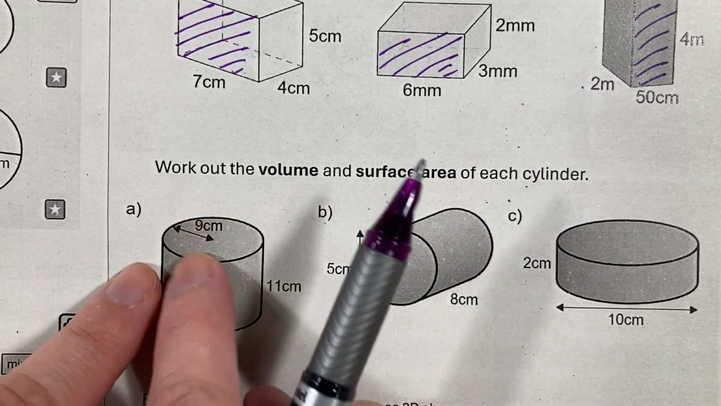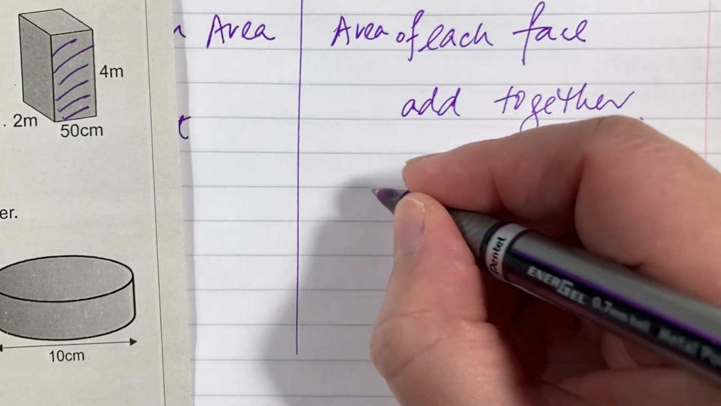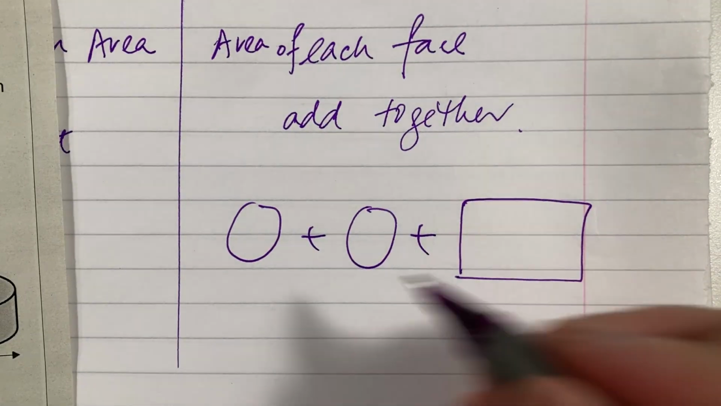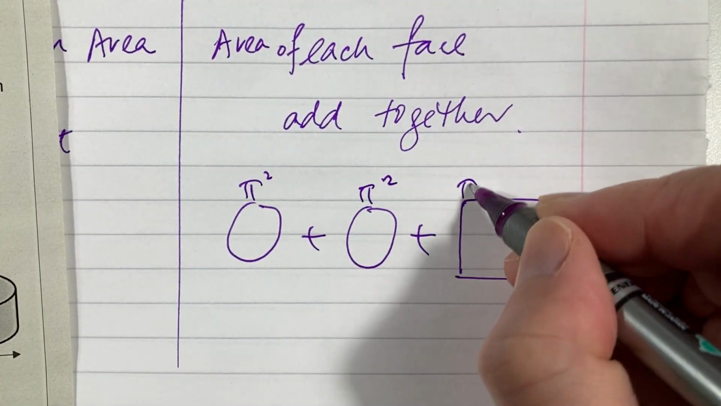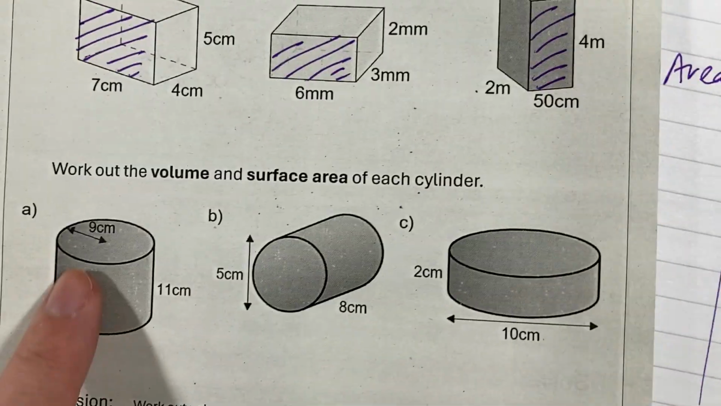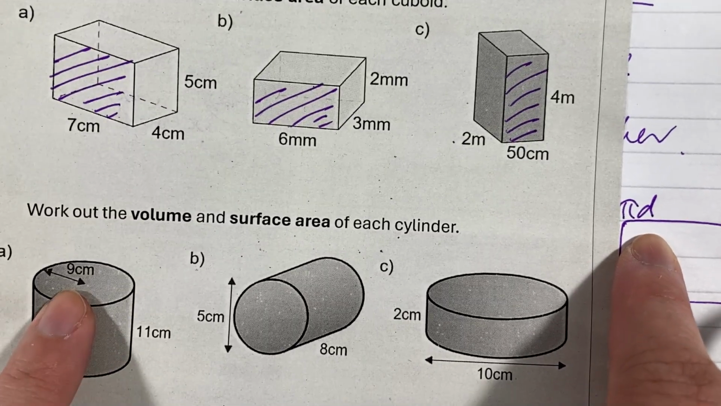Volume, pi r squared at the top, and then times it by the height. For the surface area, I told you, you do this, add this, add that. That is the one that we struggle with. Area, still pi r squared, and this is pi d times the height. If they give you the radius, your pi d will be 18 on that one.